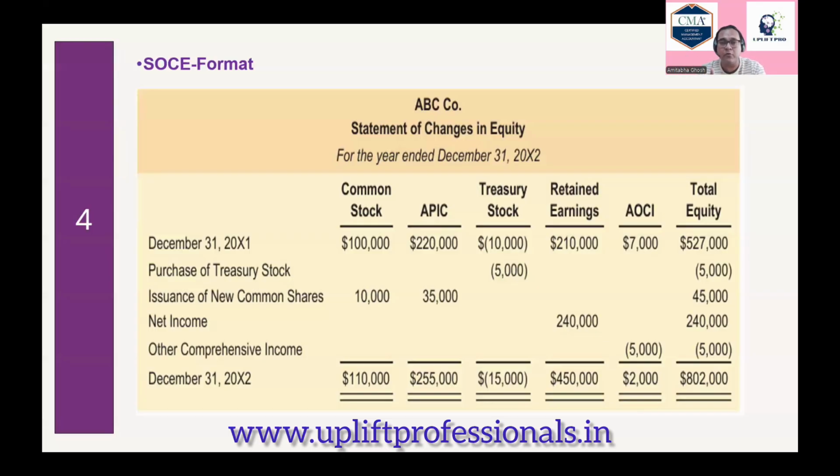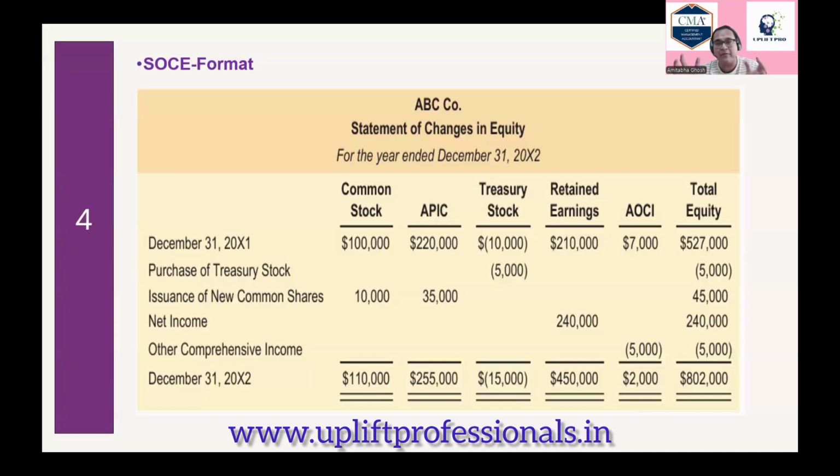When there is an issue of new common shares, you see there is basically 10,000, that's the par value going to the common stock. 35,000 is actually over and above the par value, which is the securities premium we can say. So 45,000 is the total equity that is getting added through the transaction. Then the net income we see is getting added to retained earnings, and finally to the total equity. And in other comprehensive income, there is a loss. So naturally the OCI loss is getting adjusted to the AOCI, and finally to our total equity. So that's how a statement of changes in equity looks.